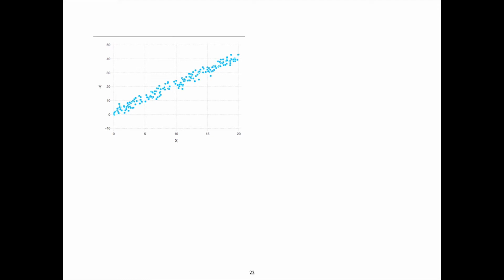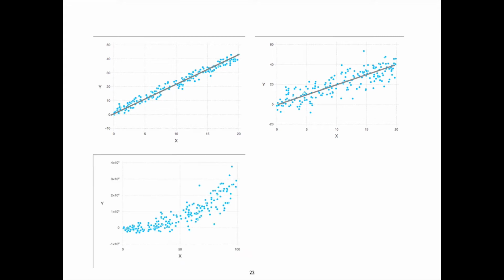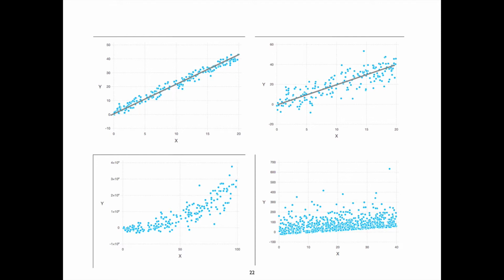This one is like, yep, I think that's linear. This one, well, it's still line-like, but there's more noise, right? We could still plot it. This one, I don't think that's linear. We can still, right? This one, it's still weird. I mean, it's weird, right?